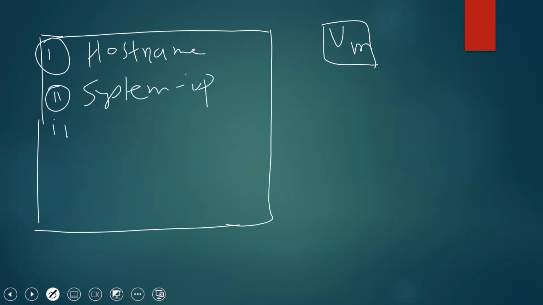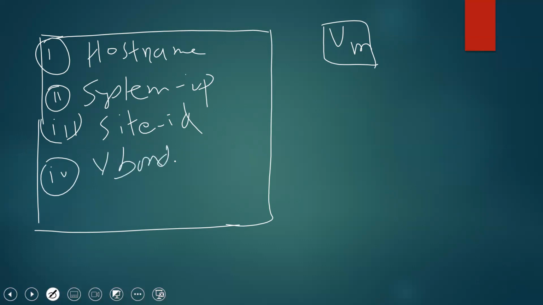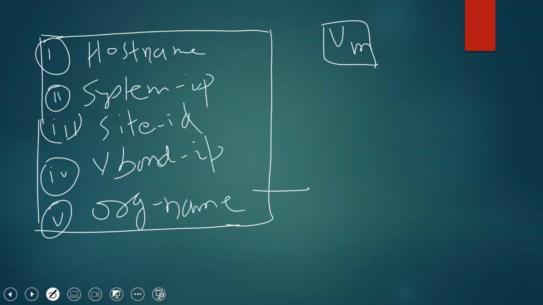It should have the site ID. It should have the reachable vBond IP. It should know the vBond IP. And it should have the organization name, because this is something that will come into the picture when we go and install the certificate. So host name is a no brainer. It's the name of the host, and this is going to be used for the certification process.